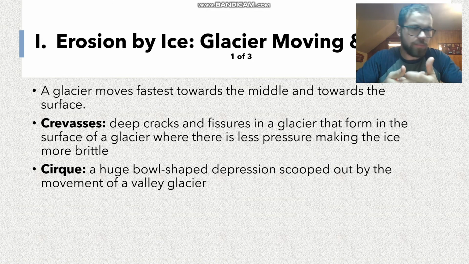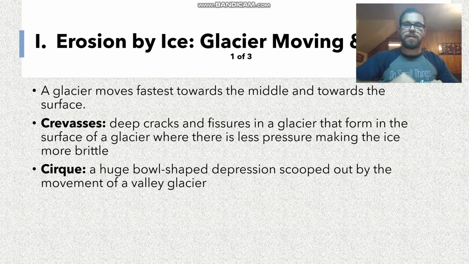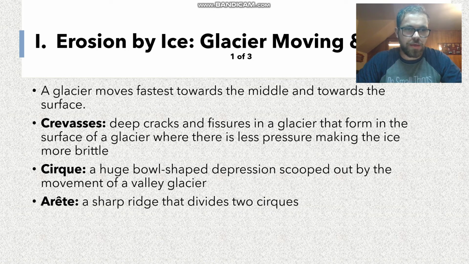And then, all right, now we're starting to talk about what these glaciers can form. First of all, we have a cirque. A cirque is a huge bowl-shaped depression scooped out by the movement of a glacier. So a glacier moves here, and everything in its path, it just scoops out of the way, and leaves behind a bit of a depression. That is a cirque.